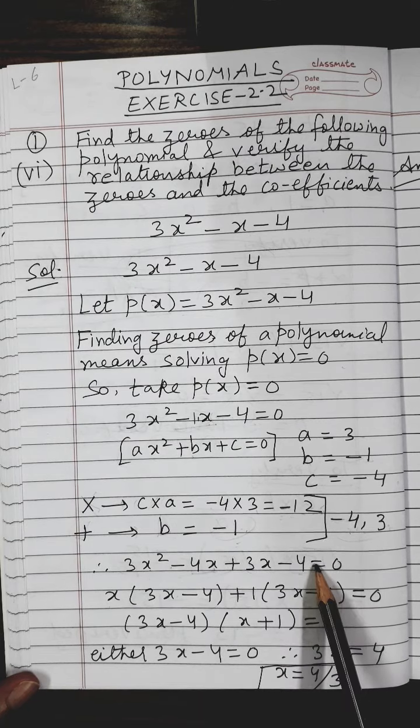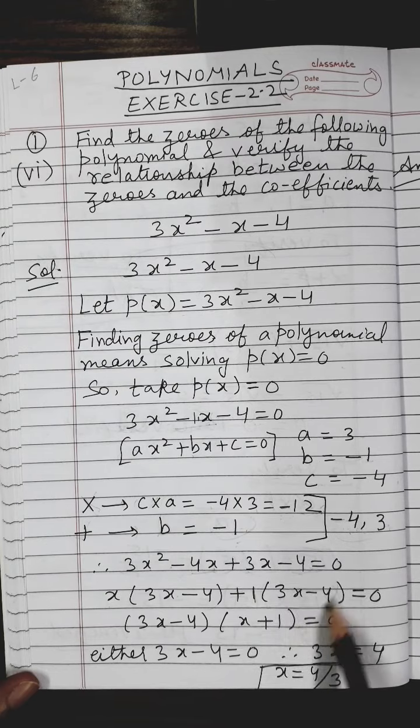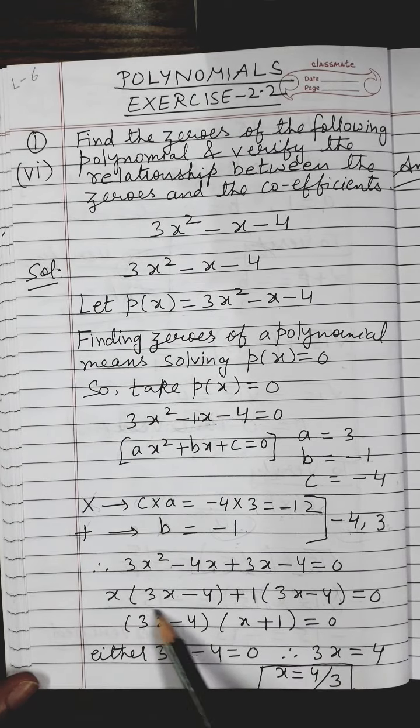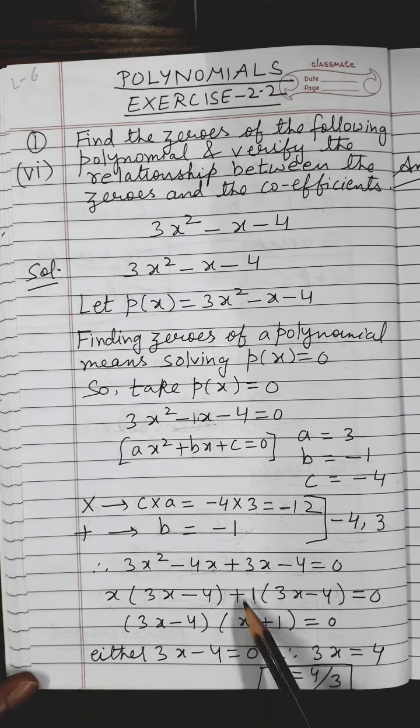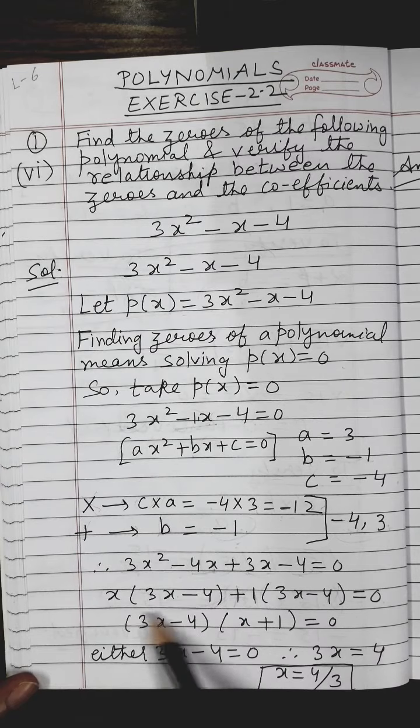So if nothing is common, then 1 is always there as a common factor. So I take out 1 outside the bracket and inside 3x minus 4, equals to 0. In the next step, this is your first term, and from the plus sign this is your second term. So what do you see common in this first and second term? 3x minus 4. So take out 3x minus 4 common.